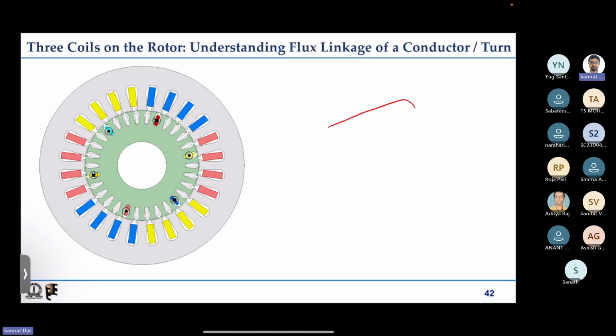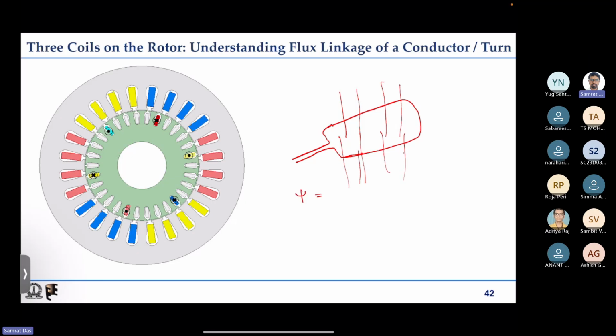Say we have a turn like this, and we have some magnetic field in this region, then the flux linkage psi for this coil is defined as the surface integration of B dot ds, where you take some infinitesimal area ds in this region, and you take the surface integration of that. This is how you get the flux linking that one turn.